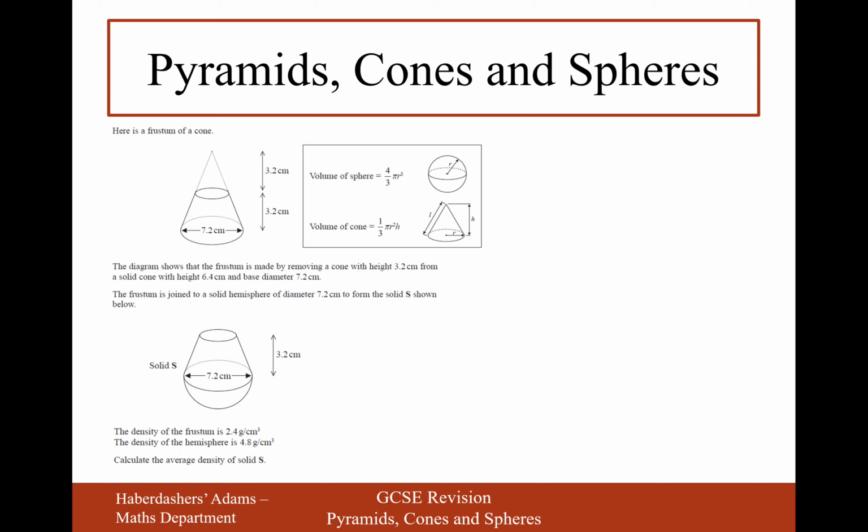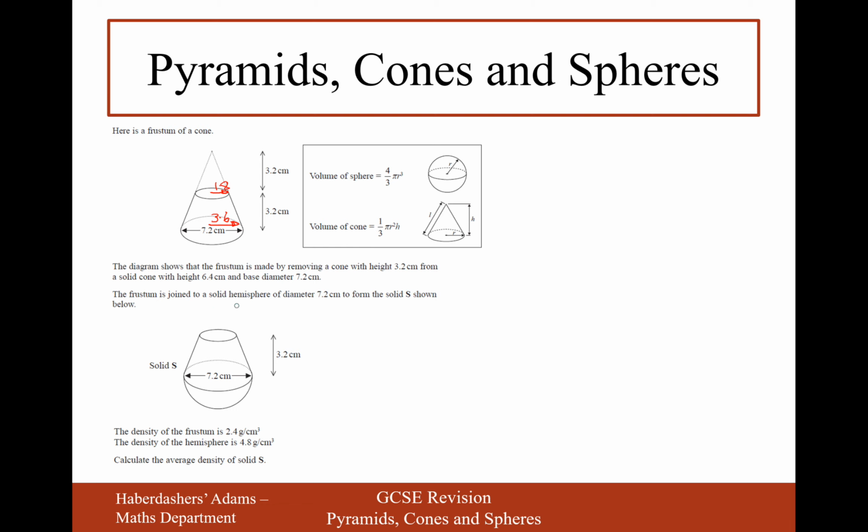Right, okay, this question's a very difficult one here. If you can't quite see it on the screen, download the worksheet in the description and you'll be able to see the question properly. The diagram shows a frustum is made by removing a cone with height 3.2 centimeters from a solid cone of height 6.4 centimeters and a base diameter of 7.2 centimeters. So it's done in half. So that means this diameter will be in half, so that means that radius would be in half. So if this radius is 3.6, this radius here will be 1.8.